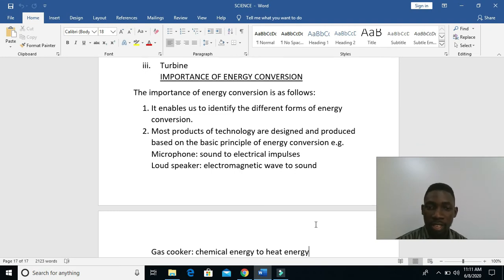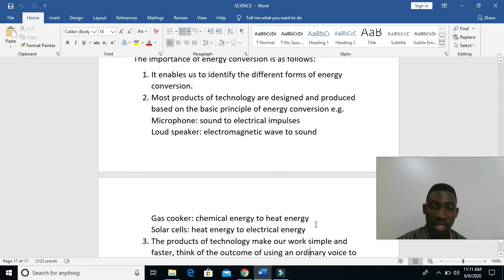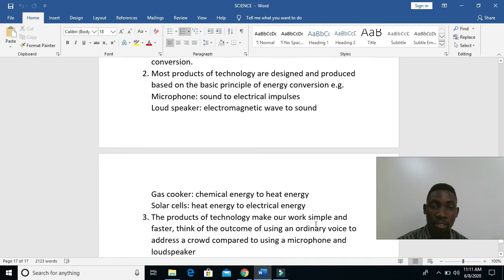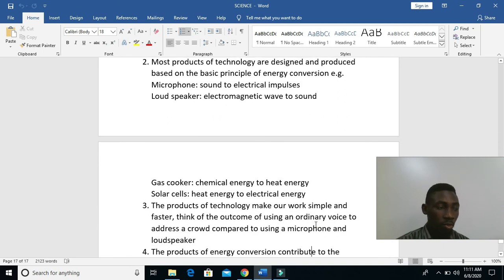Loudspeaker, that's electromagnetic wave to sound. The speaker is what brings out the sound actually. So from electromagnetic wave, it produces what? Sound, and everyone can actually hear what the speaker is bringing out. The gas cooker at home: chemical energy to heat what? Energy. The gas is a chemical.